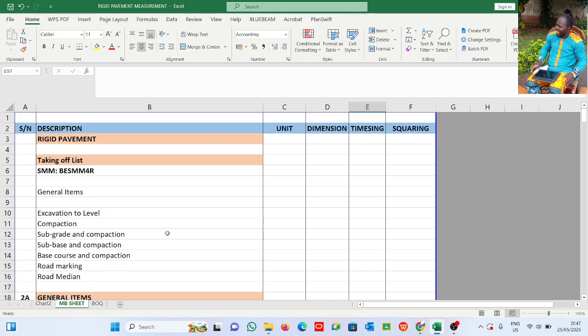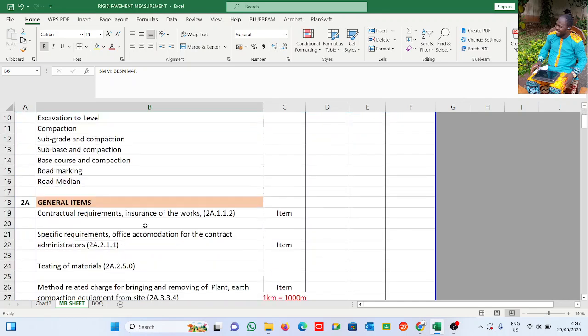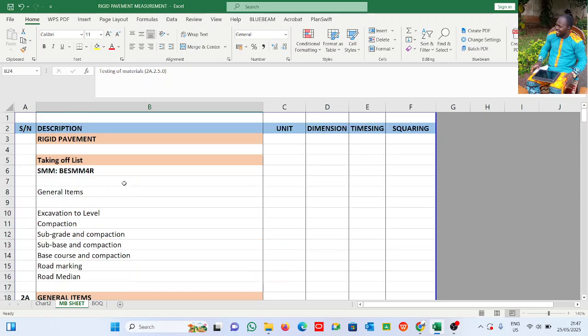Of course, for every measurement you have to prepare your takeoff list. I put in here the reference standard method of measurement I use, which is the BESMM 4R, and of course all their references are there. You can check them up. It will actually make your own work easier. You can easily trace them from the BESMM 4R and then apply them to what you want to do. This is our takeoff list.